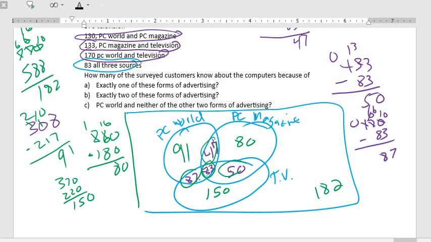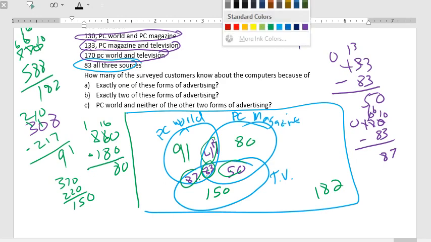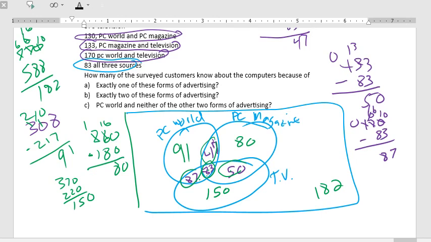Now to answer the questions. It says exactly how many survey customers know about computers because of exactly one of these forms of advertising. So these 91 people know because of the World, these 80 because of the magazine, and these 150 because of TV. If we add those three numbers together, 91 plus 80 plus 150, that comes out to 321. So this answer is 321.